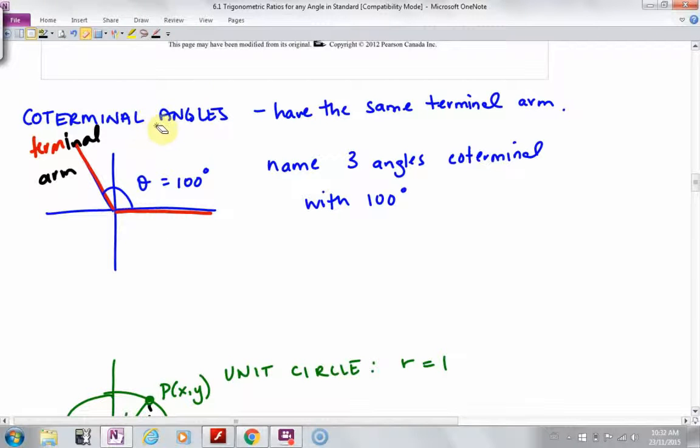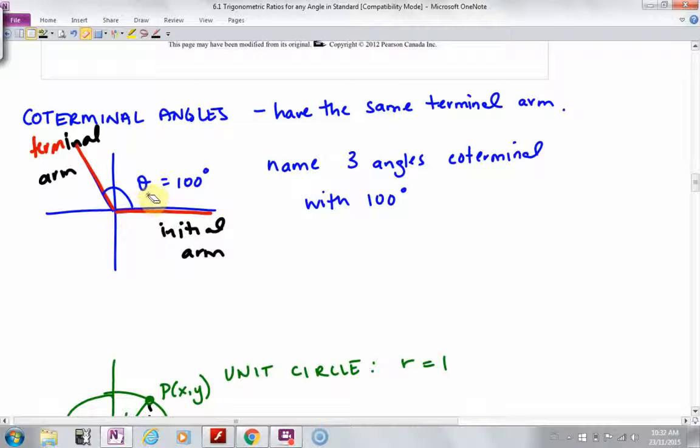Coterminal angles, when we're talking about angles in standard position, mean they have the same terminal arm. So if we define our angle in standard position to have an initial arm, which is always on the positive x-axis, the terminal arm defines the angle. Wherever the terminal arm is, that's where the angle ends up, and that's what terminal means, ends. In this case, we're saying an angle of 100 degrees, so it's positive, which means we go counterclockwise, up and to the left, and our terminal arm is here in the second quadrant. Everybody all right with that?